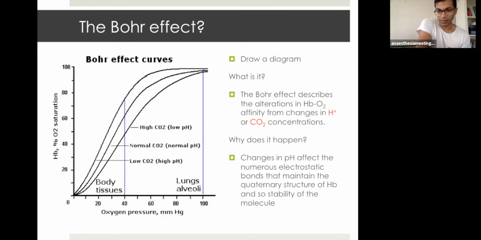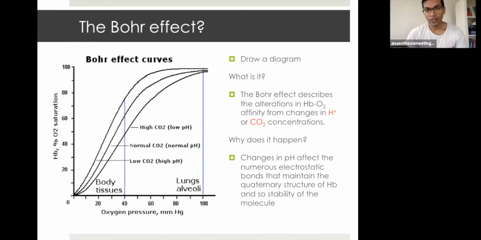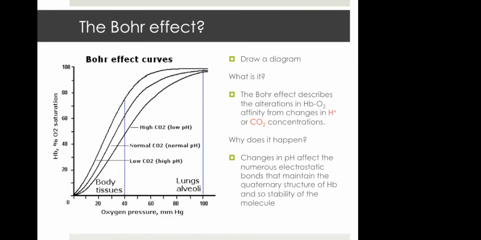That it encompasses all the different changes. I don't have a reference, but that was in my reading as well. They only ever referred to H plus or CO2 when they were talking about the Bohr effect. Andrew, have you seen something somewhere, or is it just general? No, it just makes sense.